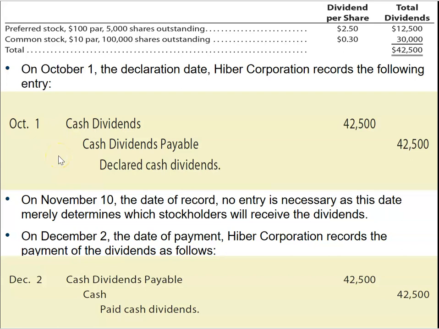retained earnings went down. Stockholders' equity went down because this is $42,500 that we're no longer going to retain. Okay? So when we make this journal entry here, we're going to see two things. We're going to see this liability go away, and then we're going to see the cash balance drop by $42,500. We don't ever have to do anything to this cash dividends account.